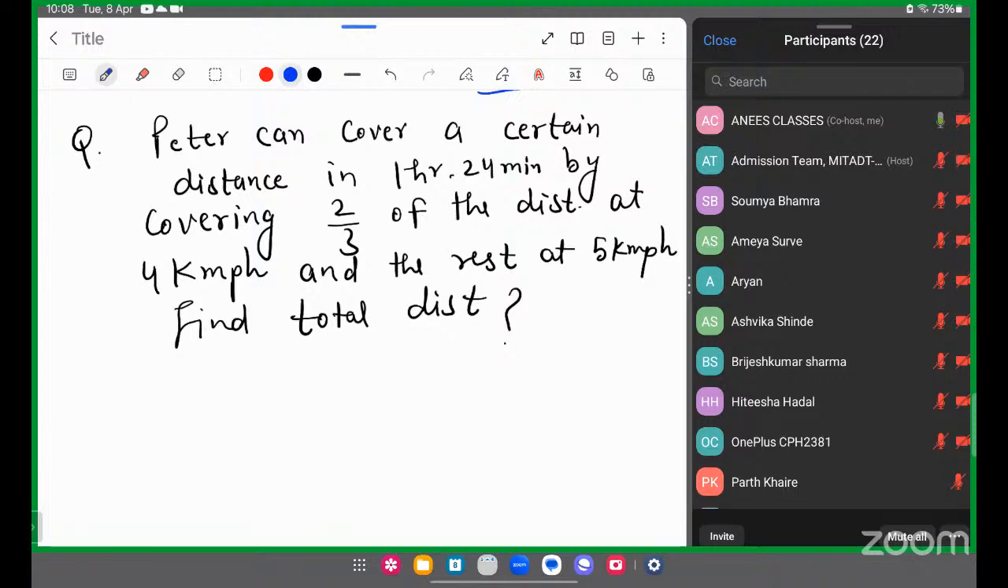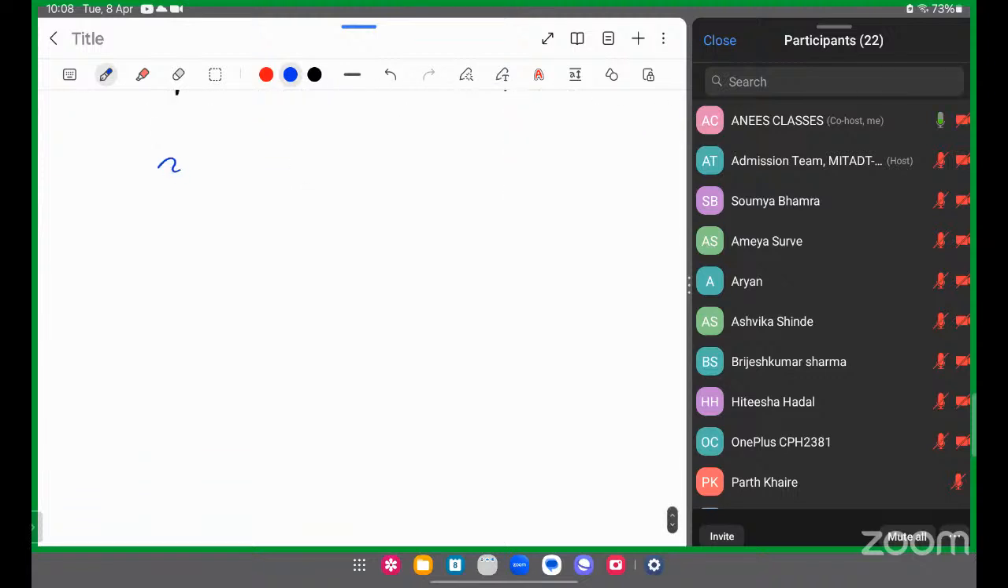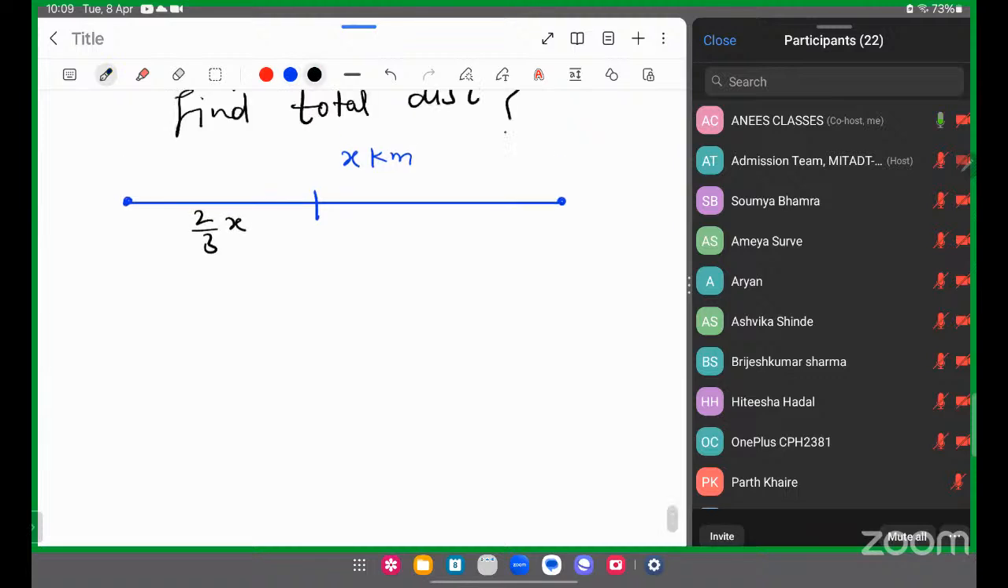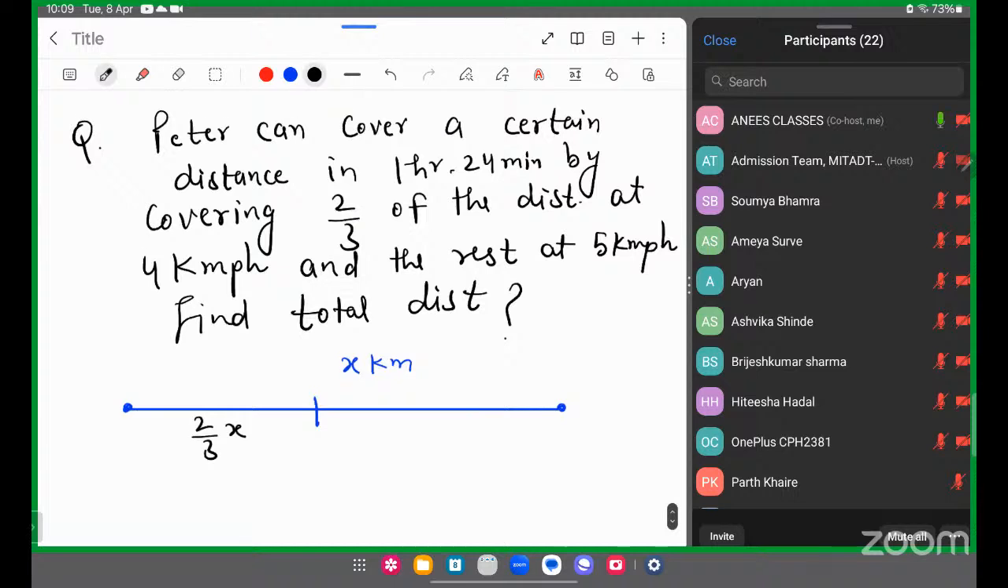There is a distance which is covered in overall time 1 hour 24 minutes, and this distance is covered by two different modes. One is two-third part of the distance by 4 km per hour and the remaining distance by 5 km per hour. So what is the total distance? Let us take total distance as x kilometer. First part, that is two-third of x, is covered by 4 km per hour.